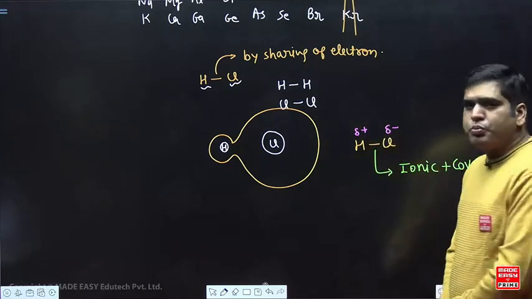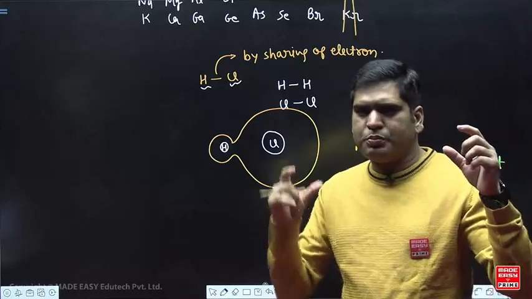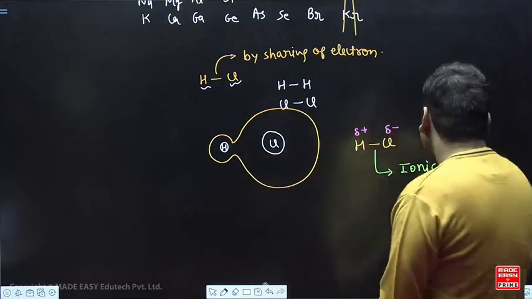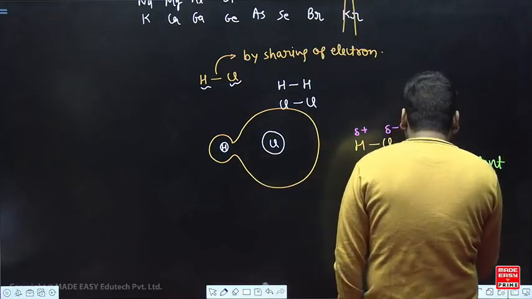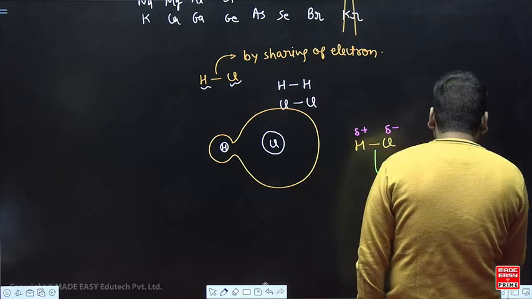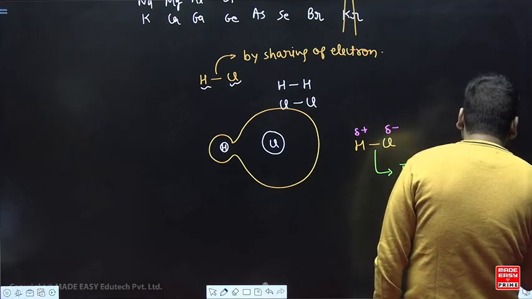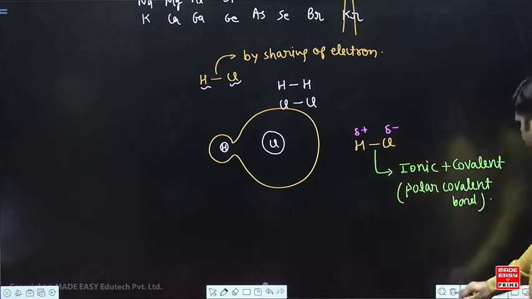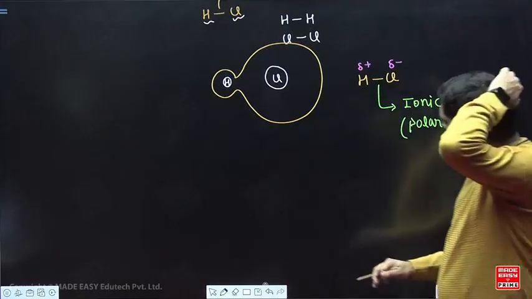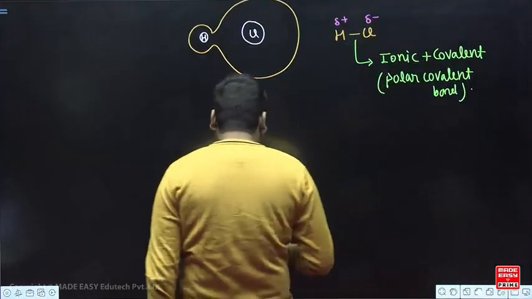Here two opposite poles are created, one positive pole and another negative pole. So it is known as a polar covalent bond. Polar covalent bond. These polar covalent bonds have partial ionic character also.